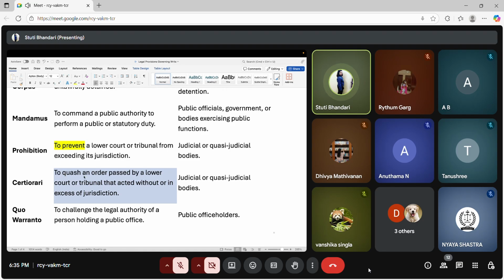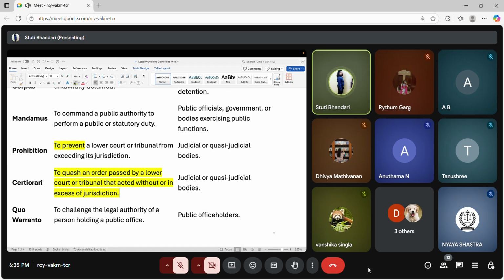Here they have already acted. So it is kind of a restorative step. So they are restoring the order wherein the court had acted without any jurisdiction. So this is the difference.